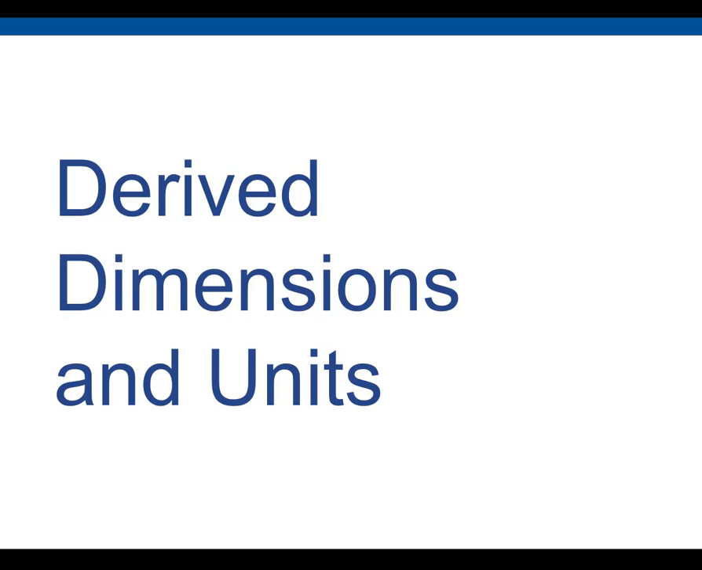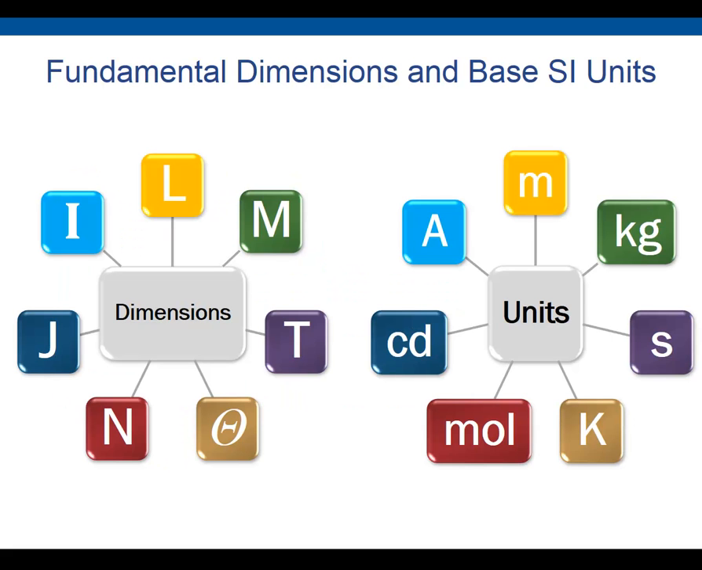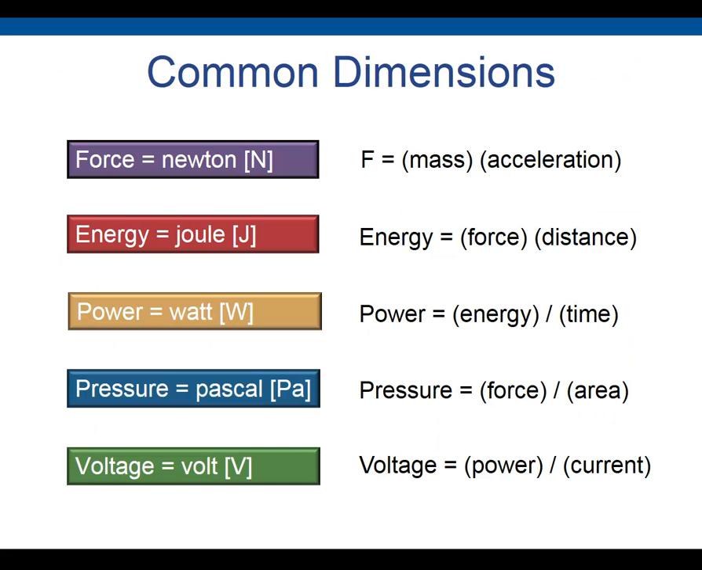The last thing you need to know is the derived dimension and the unit. We learned 7 fundamental dimensions: length, mass, temperature, time, right? So we have these 7 fundamental units. We can derive other types of units using these 7 fundamental dimensions. For example, everybody knows what a force is. A force is mass times acceleration. Here you can see.